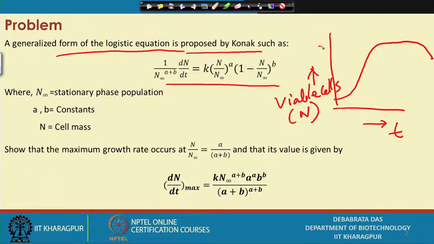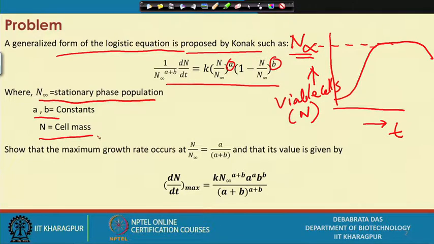So here we consider N infinity, meaning the constant cell mass, the number of cells at the stationary phase. So N infinity is the stationary phase population, A and B are constants, and N is the cell mass concentration at any time t.